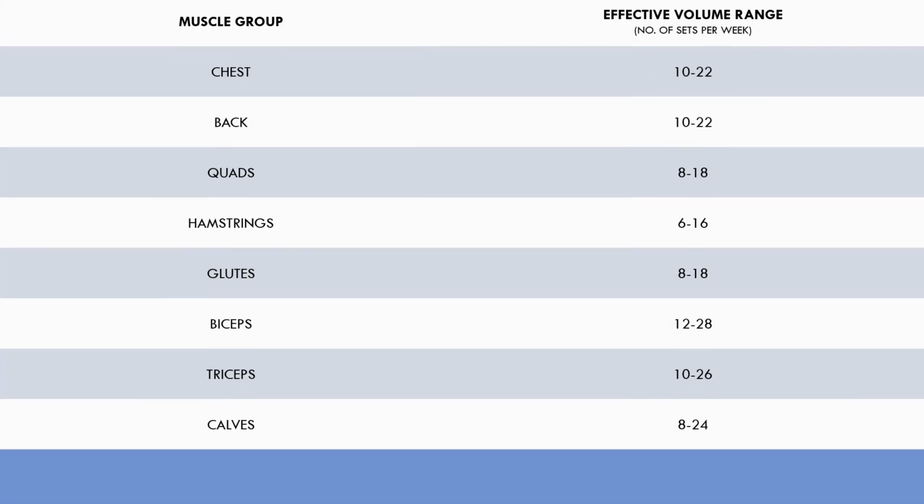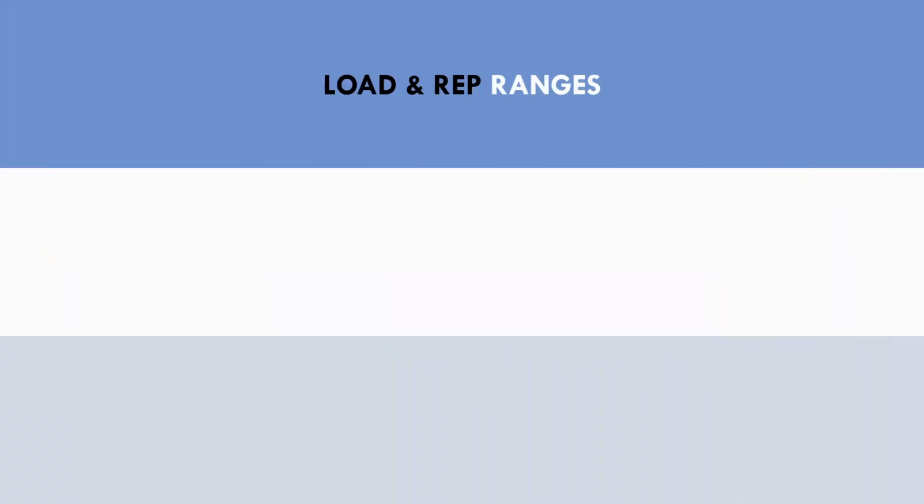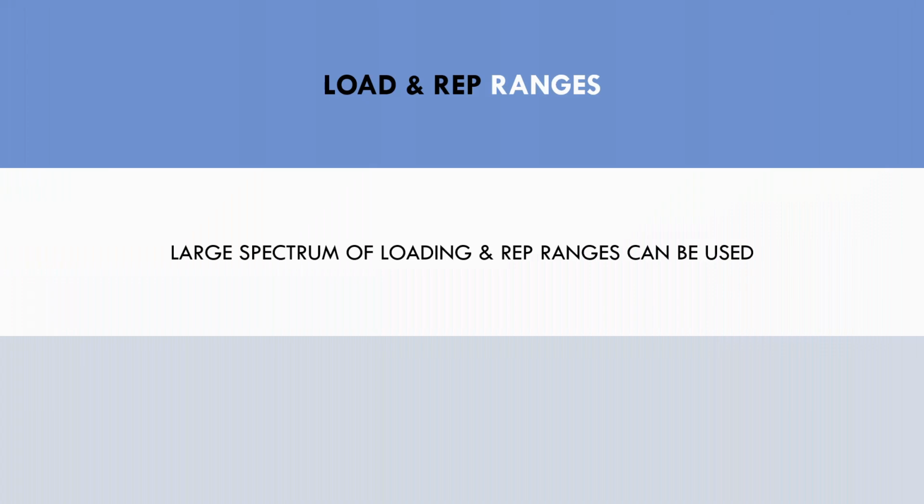And the last fundamental variable of hypertrophy training is the load and rep ranges used. Hypertrophy can be achieved across a large spectrum of load and rep ranges. A good practical recommendation would be to train in the 6 to 20 rep range for most of the trainee's total weekly volume.